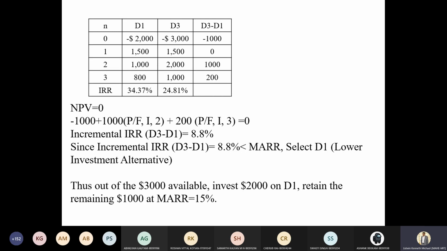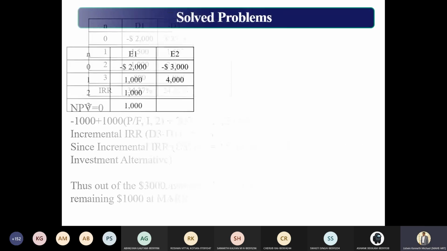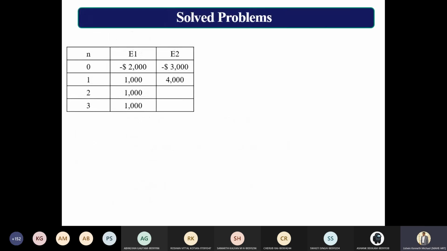So I believe that you all are clear with this particular numerical. So we'll move on to the next question. Whereas this is a particular numerical, if you see, it is having infinite life. Alternative E1 has a life of 3 years. Alternative E2 has a life of only 1 year actually. So it is an infinite life comparison.